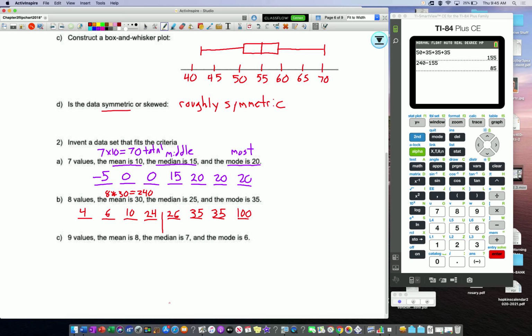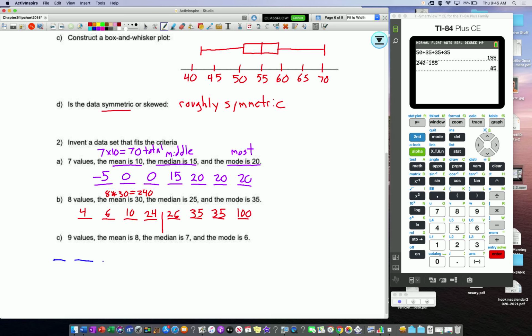Now, when I grade these, I check basically 3 things. Do they add up to 240? Is this here, right here, the median, 25? And is the most repeated, 35? So a question like that might be worth 3 points on a test. In fact, I know there's a couple of them like that.